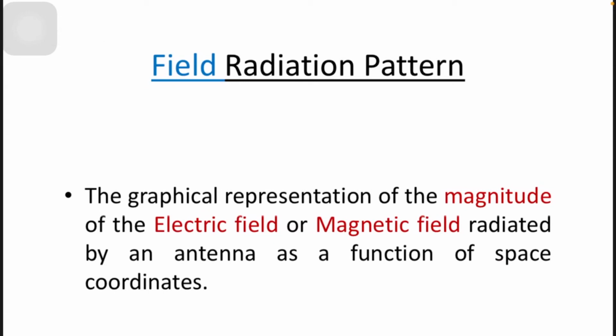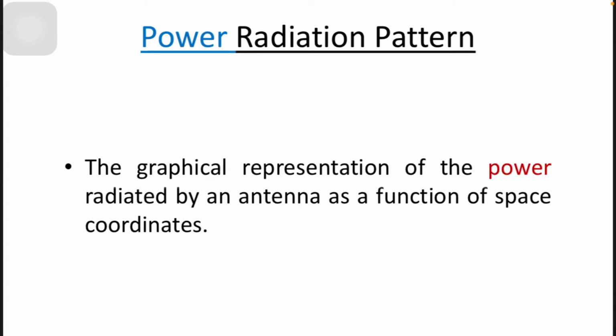The graphical representation of the magnitude of the electric field or magnetic field radiated by an antenna as a function of space coordinates. Power radiation pattern: the graphical representation of the power radiated by an antenna as a function of space coordinates.